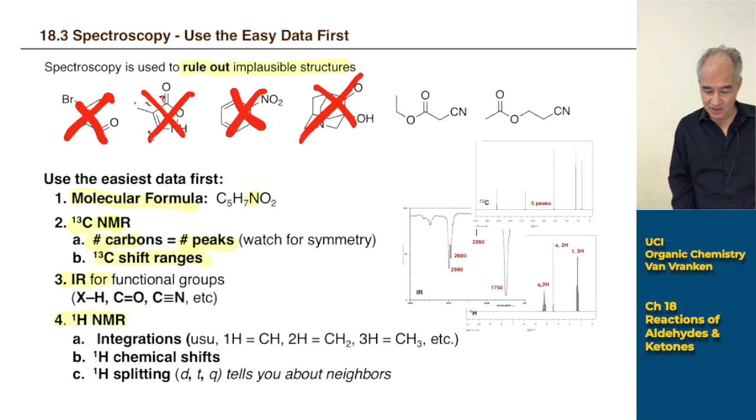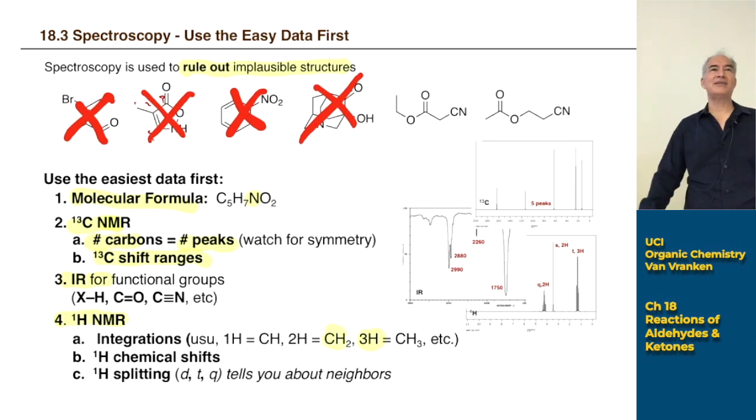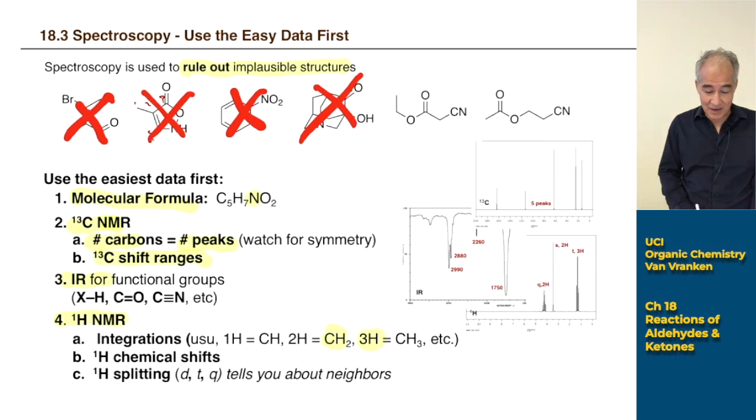Look at the number of H's. Oh, I see a 3H signal that integrates for 3H. That's a methyl. I mean, come on. Oh, there's a signal that integrates for 2H. That's probably a CH2. Then, last, you can look at the chemical shift ranges. Oh, I think it may be a benzene ring, an H attached to a benzene.